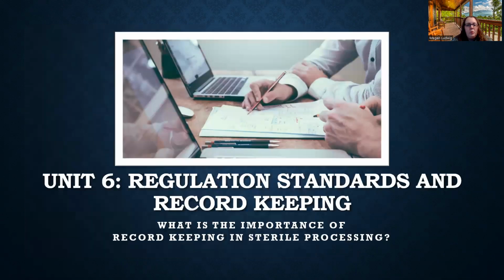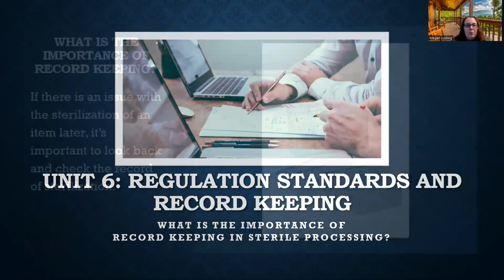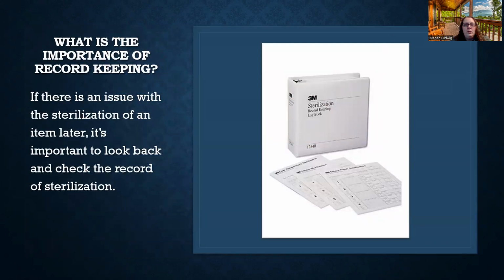All right, so first let's start with the question, what is the importance of record keeping in sterile processing? Why is this something we even have to discuss? It seems kind of maybe basic, right? Record keeping. But really it's actually very important because when it comes to sterilization, there are a lot of steps that we've learned throughout the quarter of different times in which things can go wrong that would affect the sterilization of an item.